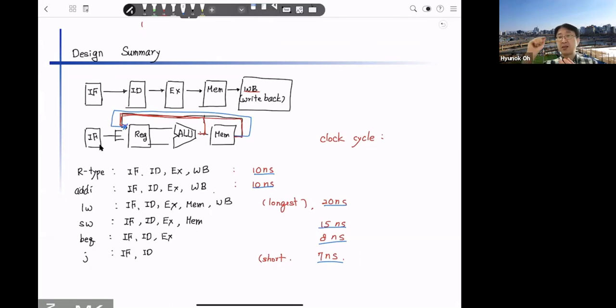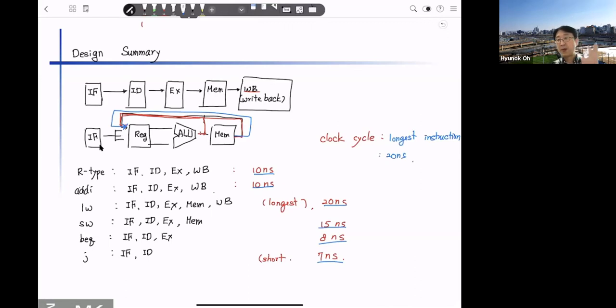Then incorrect value is stored into the register, right? So then clock cycle should be the longest one. Longest clock cycle, longest instruction. Right? So it should be 20 nanosecond.